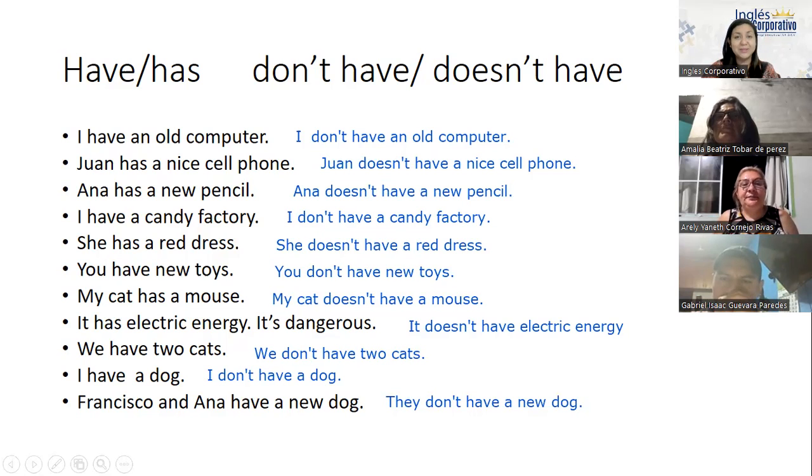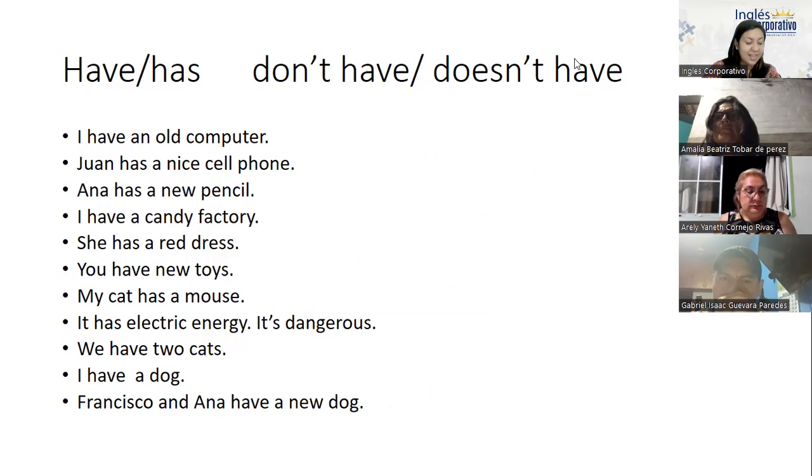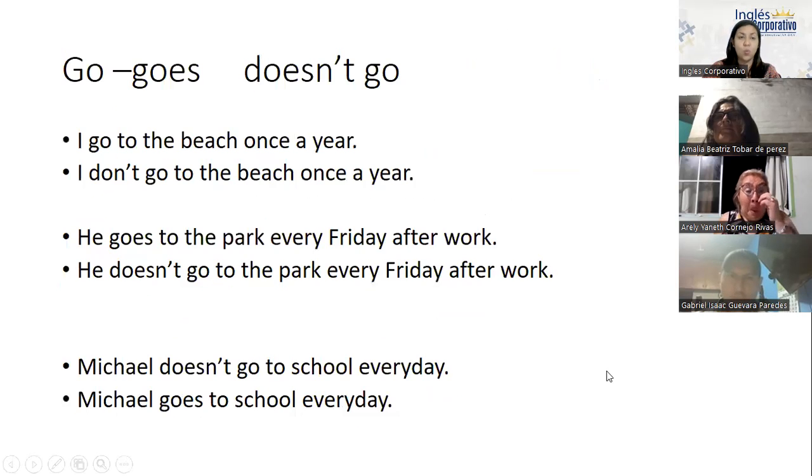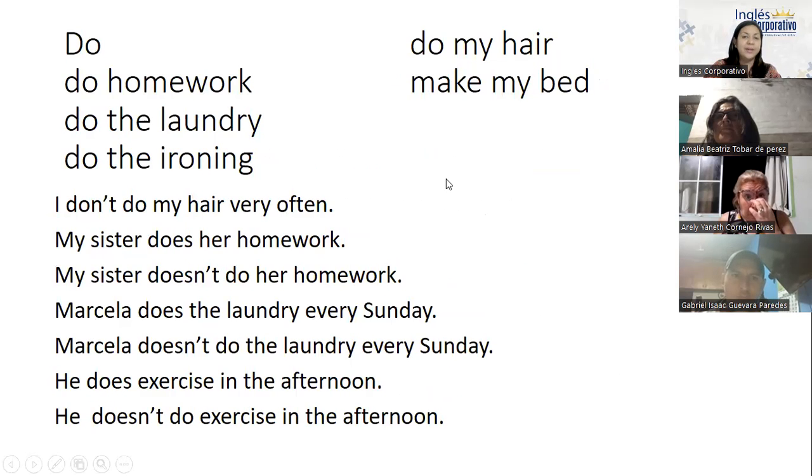Now we have only 2 minutes. Okay, guys, the homework for you will be to make examples in the negative form with do and with make. Over here I have the examples with do. Do homework, do the laundry, do the ironing, do my hair. But I have the difference here, make my bed. So you look at the examples here.